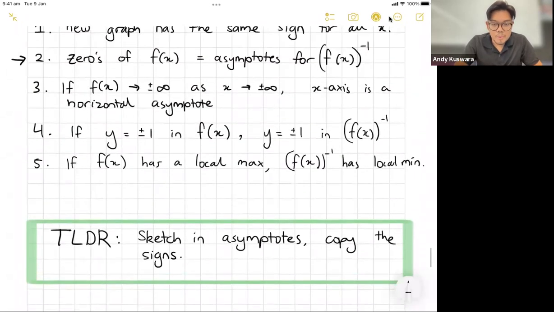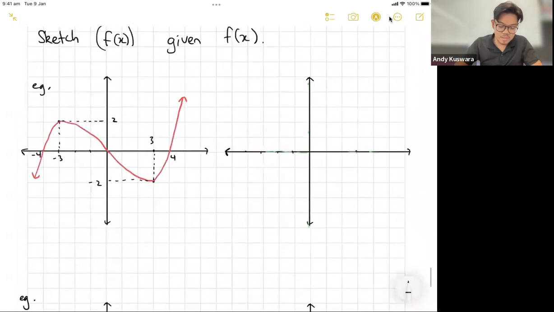For most of you, probably, you were like, what the heck is all that information? TLDR, too long, didn't read. What I want you to do, when we're graphing reciprocal functions, is sketch in the asymptotes, which means you have to know where they are. Sketch in the asymptotes and then copy the signs. Let me show you some examples before I lose you. Remember, sketch in the asymptotes, copy the signs.